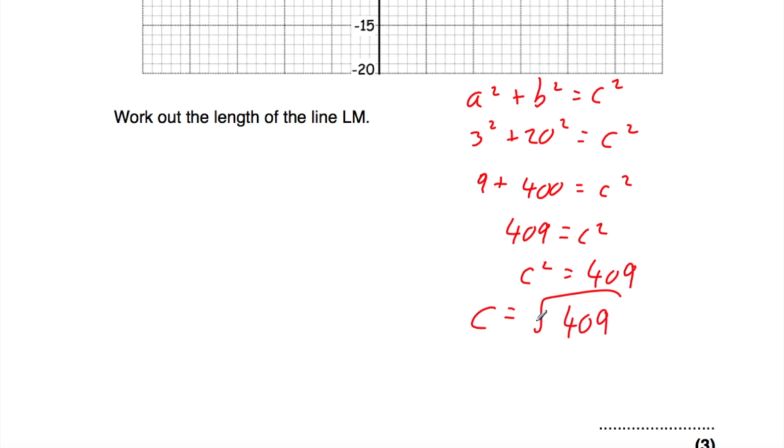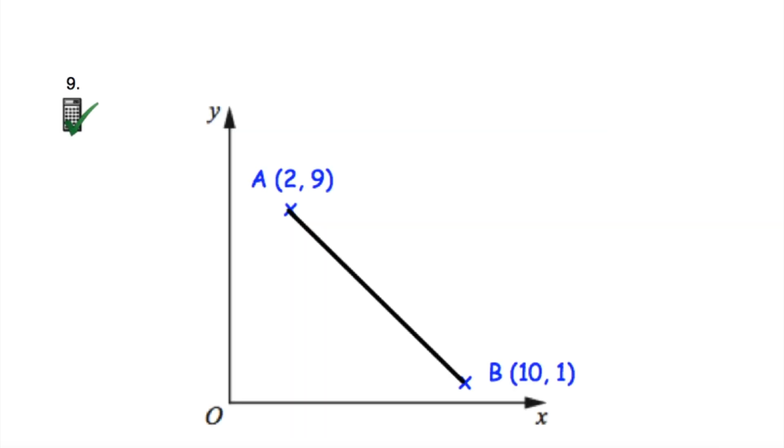And if we do that on our calculator, the square root of 409 is equal to c is equal to 20.2237 and so on. And let's just round that. Let's round it to 2 decimal places. That's 20.22. So the length of that line is 20.22 units. And that's it. Okay, let's look at our next question, question number 9.